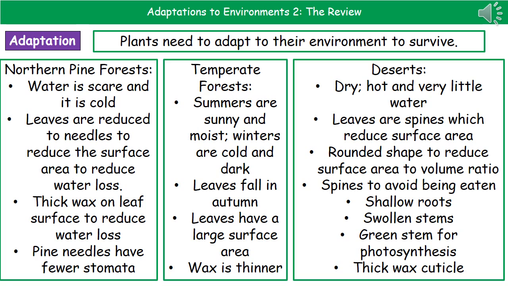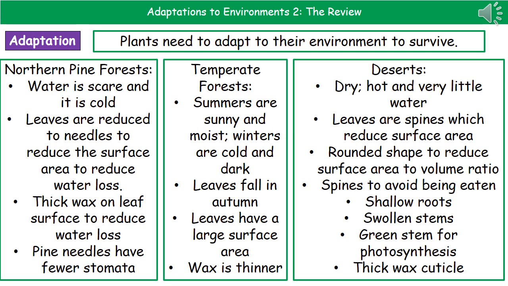So what we've already looked at in our previous little review was how animals are adapted to their different environments. But we need to bear in mind it's not just animals that are adapted to live in different environments. Plants also become adapted to survive. So what I've given you here are 3 different environments that we can encounter on Earth. We've got the northern pine forests, temperate forests and deserts.